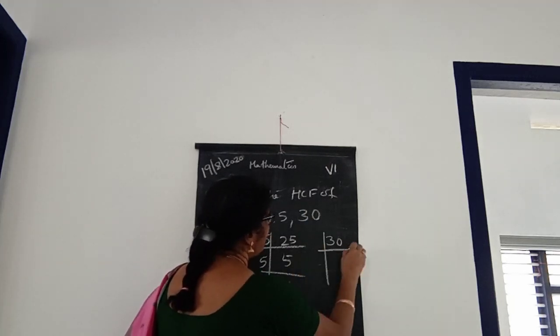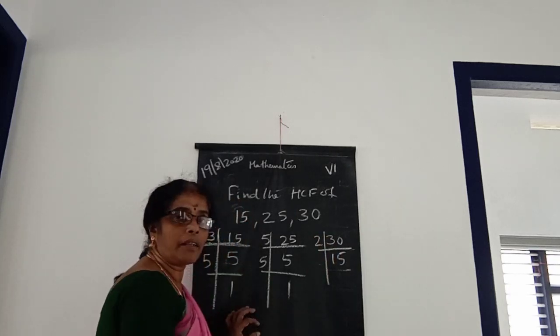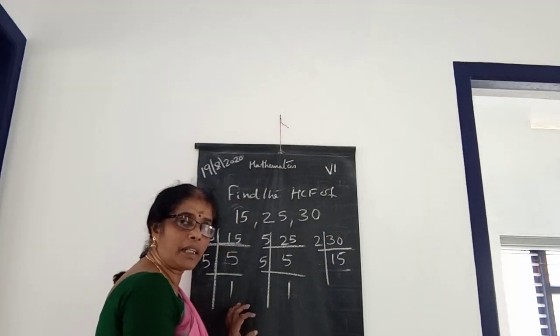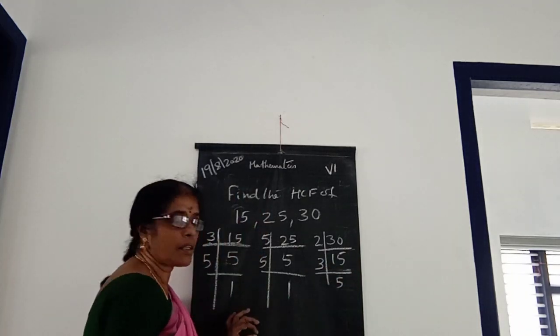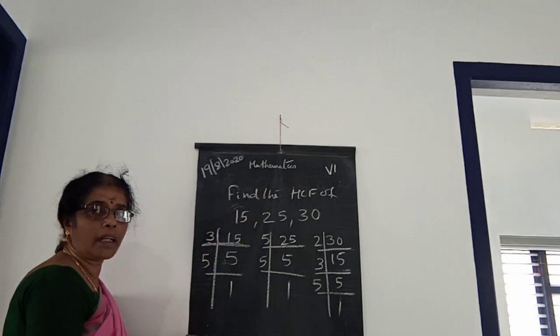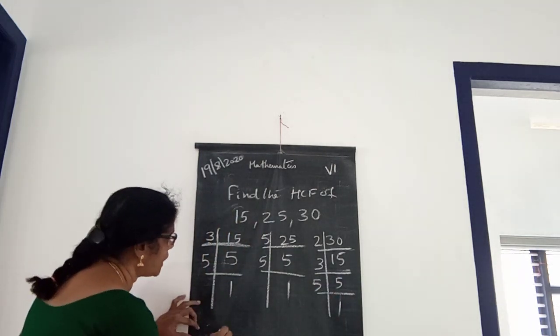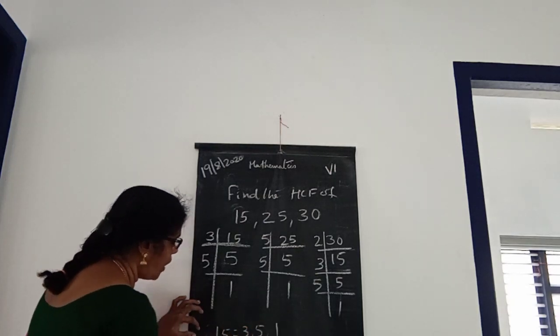In that 30, 2 is going, that is 15. And in that 15, 2 is not going. Next we can take 3. 3 how many times? That is 5 times. And we can take 5, 1 time. So we can write it. What are the factors of this? 15 is equal to 3, 5, 1.